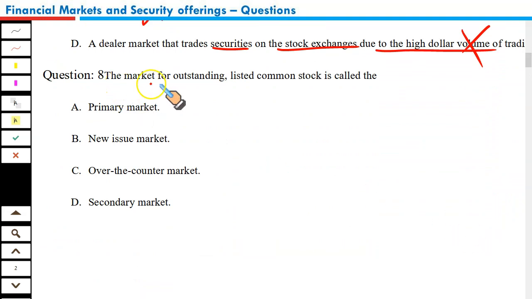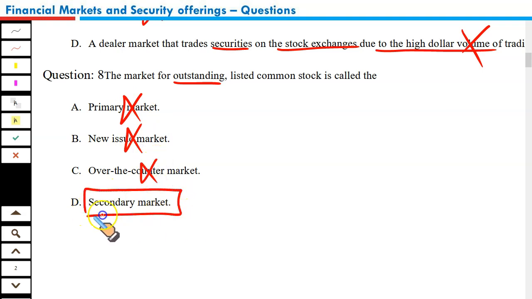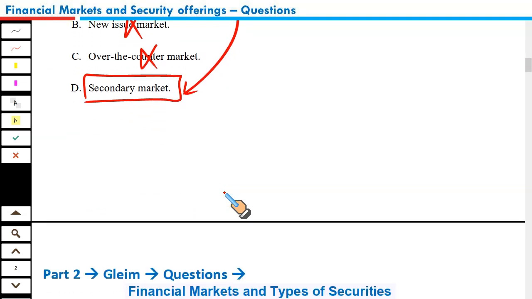Alright. The market for outstanding listed common stock is called outstanding. When we say outstanding, it means these are the shares that have already been issued and are now with the general public, and these shares are now trading in the market. So it is not clearly a primary market. It is not the new issue market. It is not the OTC market. Rather, it's the secondary market where the already outstanding issued shares are being traded. All you guys are right. So that makes D the correct option.